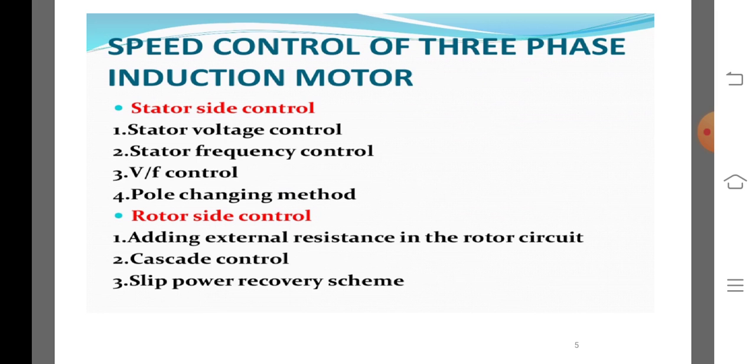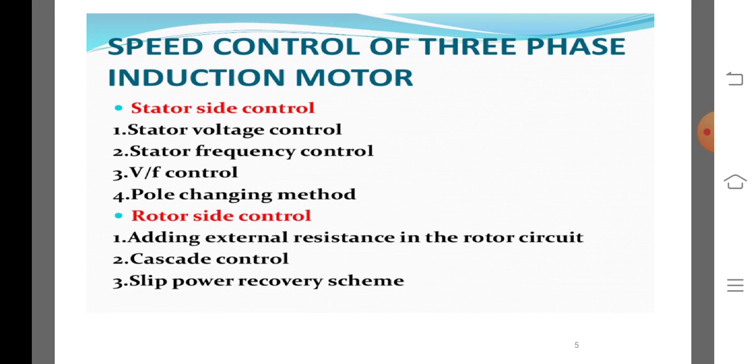So we know that induction motor speed N equals Ns (1 minus s) equals 120 f by P (1 minus s). We have seen this in earlier videos. It is clear that the speed of the induction motor can be changed either by changing its synchronous speed Ns or by changing the slip s. The synchronous speed is given by Ns equals 120 f by P. By varying f and P, speed can be controlled.